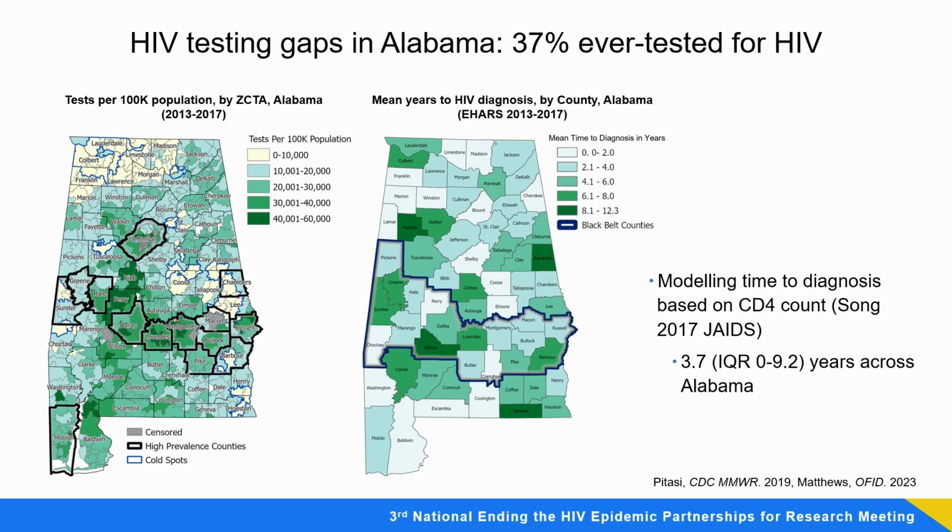So we are a focus state because of the nature of our rural dispersed epidemic. I've been working with colleagues at University of Alabama and at Five Horizons and other partners for a couple of years now, trying to think about how do we close some of the HIV testing gaps in our context. CDC data suggests that about 37% of people in Alabama have ever tested for HIV, and that number is lower in our more rural communities.